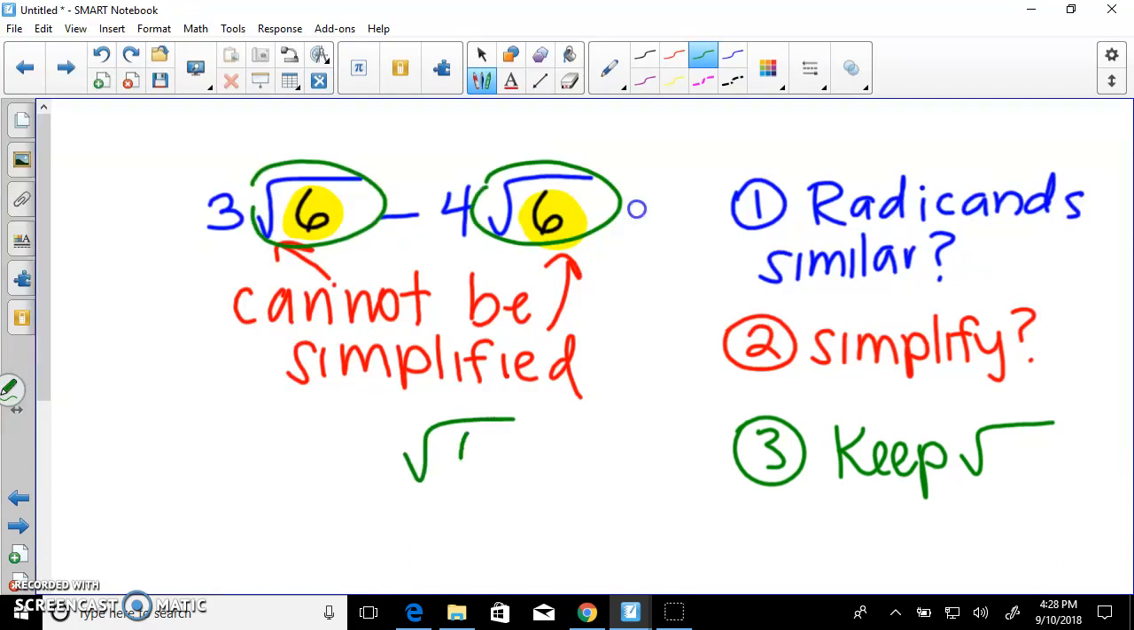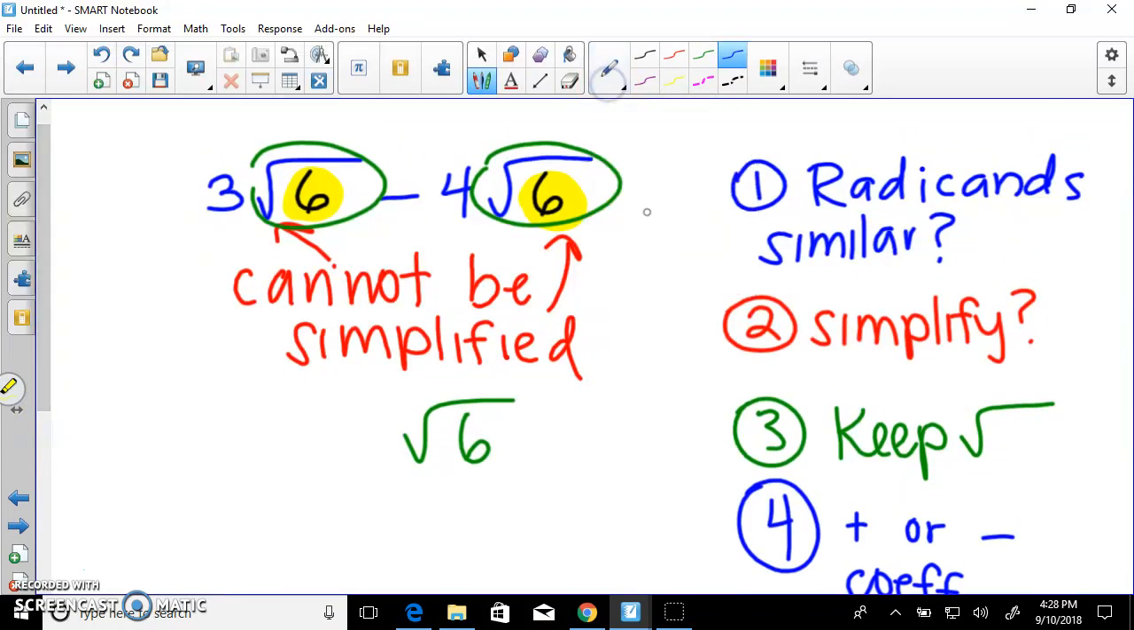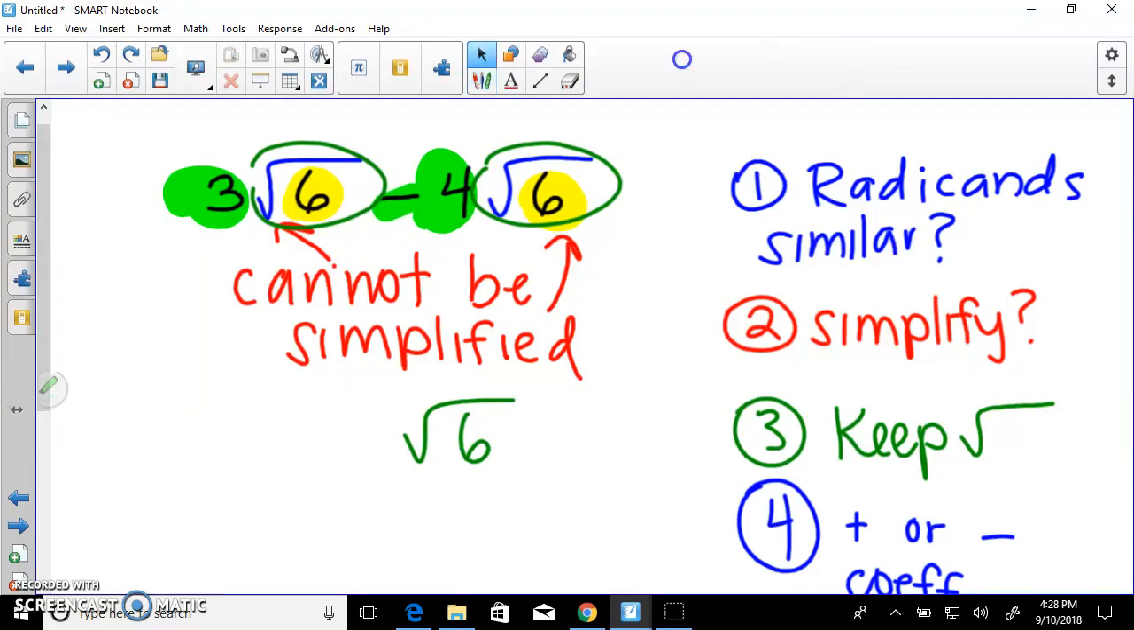So square root of 6. And then our final step, just add or subtract the coefficients. And I'm just going to abbreviate that, okay? Add or subtract the coefficients. So our coefficients in this case, let's see, we had 3 minus 4. So what are we going to get with that? Well, 3 minus 4 is going to give us a negative 1.